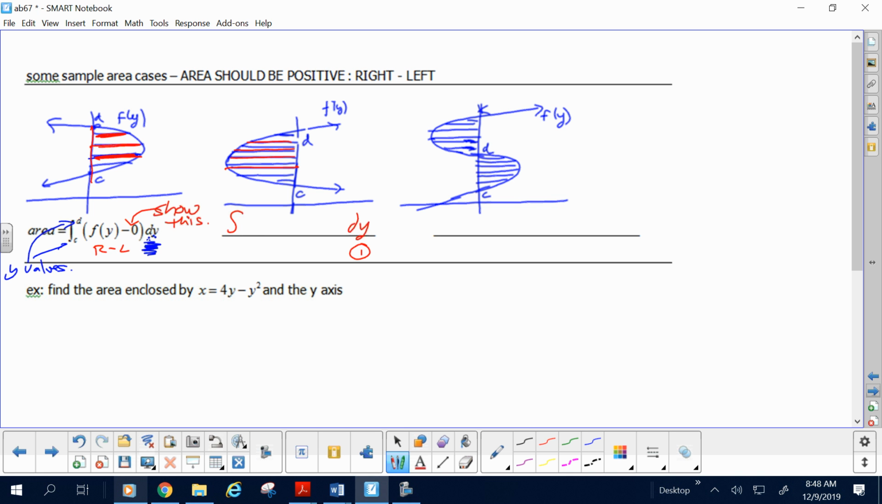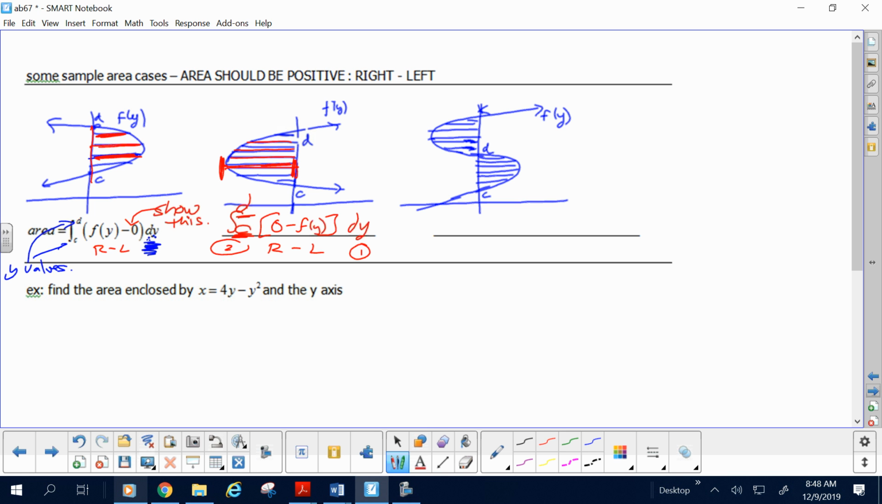If we're going to use y, that means the limits of integration have to be low to high. Using y, go low to high. So, what is the low, what's the high? C to D. Cool. The rectangle bases need to be positive, and therefore that means right minus left. Here's a segment. Here's the right edge of the segment. Here's the left edge of the segment. What's the right side? Zero. And the left side? F of y.